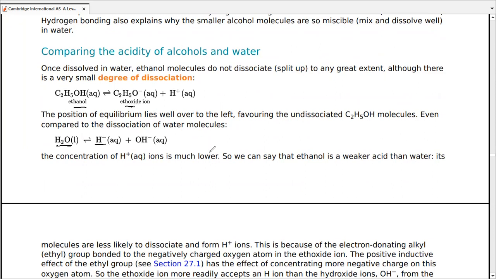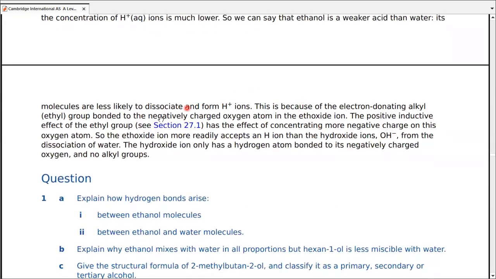This is what this line means. Although both of them are giving very few H+ ions, we can still, in comparison, say ethanol is a weaker acid than water. But why is that so? Let's discuss. The molecules are less likely to dissociate and form H+ ions. This is because of the electron donating alkyl or ethyl group bonded to the negatively charged oxygen atom of the ethoxide ion. Now, this needs to be explained.